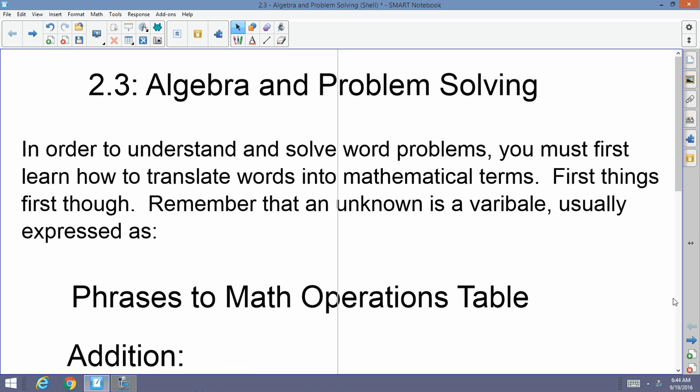Today we're going to talk about algebra and problem solving. Basically, we're going to start introducing how to work with word problems. We're going to start giving you the skills today to learn how to read and write word problems to make solving word problems a little bit easier.